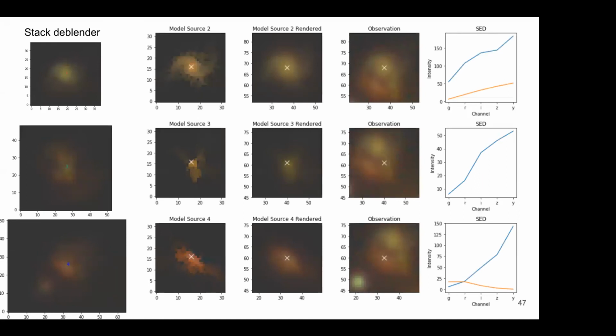And so just to compare it to the stack Deblender, on the left here you see the results of this complicated blend using the stack Deblender, and then in the middle we see Scarlet's model in the model frame for sources 2, 3, and 4. The rendered version, and then the actual observation. And so you can see that we're doing a much better job just capturing the flux in any one of these objects without stealing too much from its neighbors.